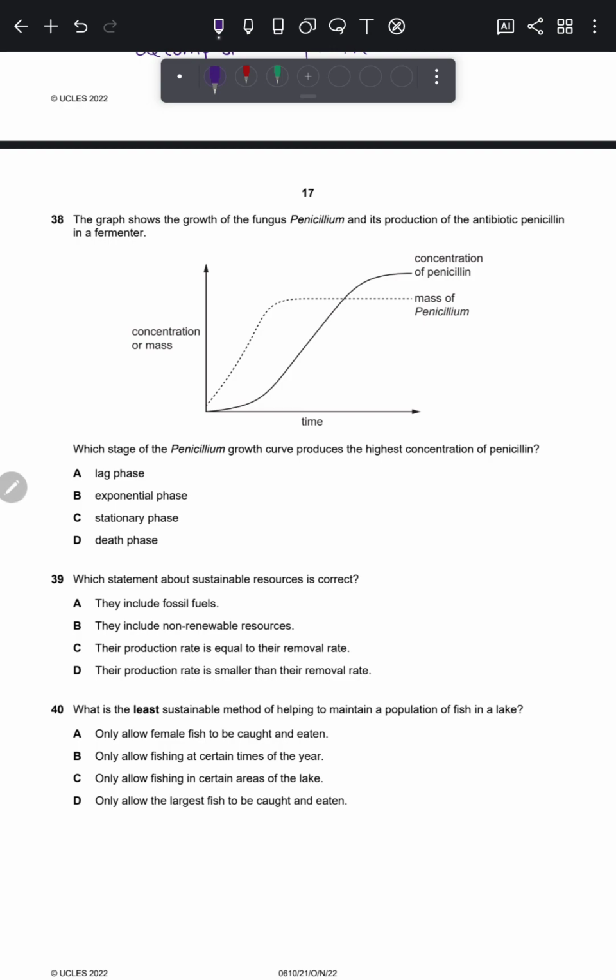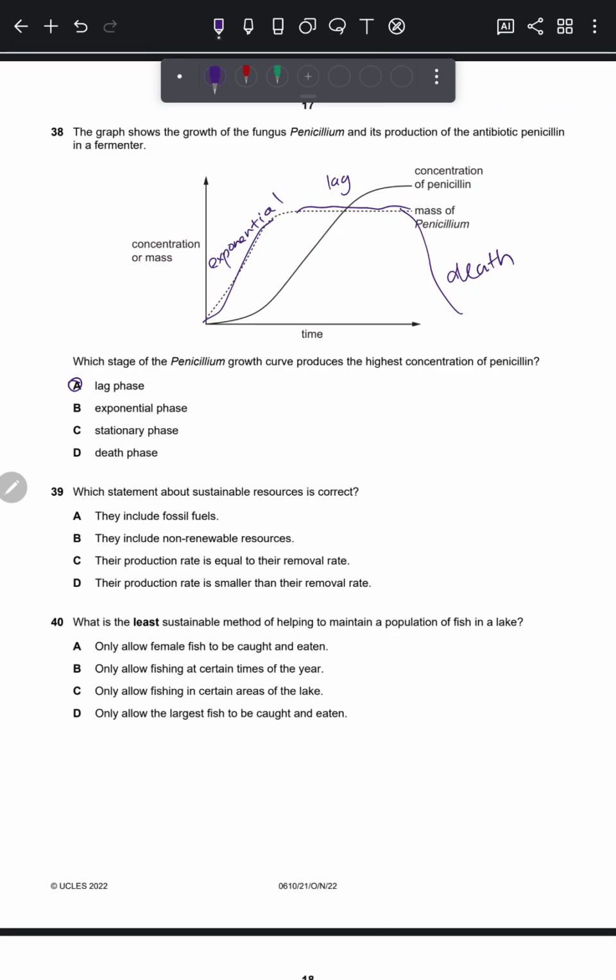So this is the exponential phase, and this is actually the lag phase, I think. I haven't learned this, but I think it's the lag phase. And the death phase would be, but it's not drawn on. So it should be the lag phase. Which statement about, is it the lag phase or is it stationary phase?